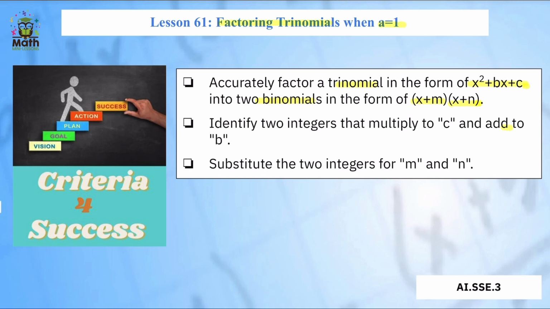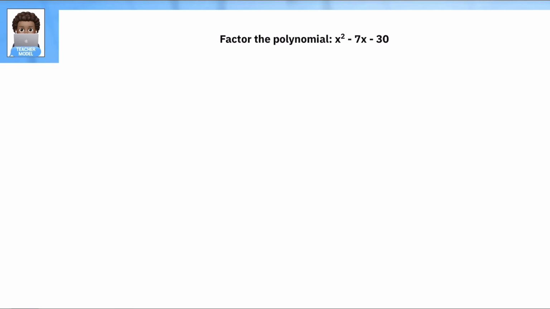But here's the trick. We're going to identify the two integers that multiply to create c. So the factors of c that also add up to create the sum for b. And then we're going to use those two numbers to substitute for m and n. So what does that mean? I'm going to show you in this first example. So here we have factor the polynomial x squared minus 7x minus 30.